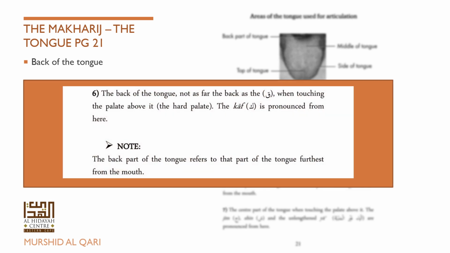Number 6, the back of the tongue, meaning not the extreme back, but just the back portion of the tongue, not as far back as the qaf. When touching the palate above it, the hard palate. So now the hard part, we will not go all the way back to the soft part. The kaf is pronounced from here. So a little bit to the front as we're moving forward. We first have the qaf, the soft portion of the palate, and then the kaf. We should feel our tongue, the back portion of the tongue, touching the hard part of our palate. Note, the back part of the tongue refers to that part of the tongue furthest from the mouth.